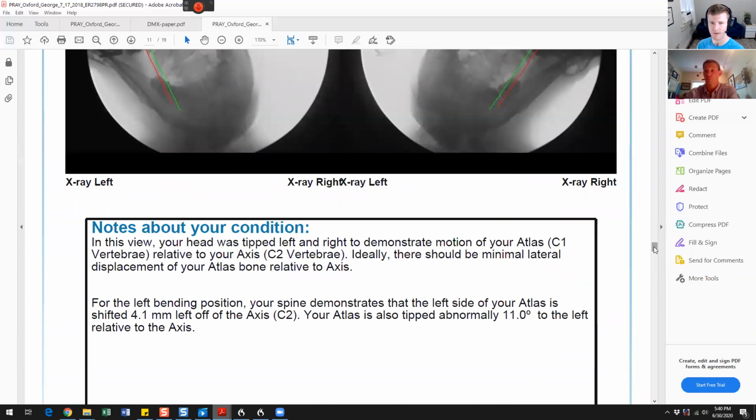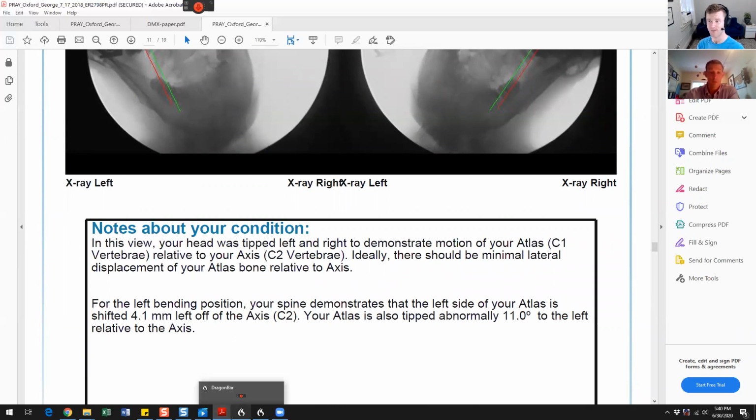So you were talking about the periodontal space and then also the overhang. So for the layman, can you go through those concepts again and how you would see them on a DMX and why they're important and what the other indicators might be of upper cervical instability?